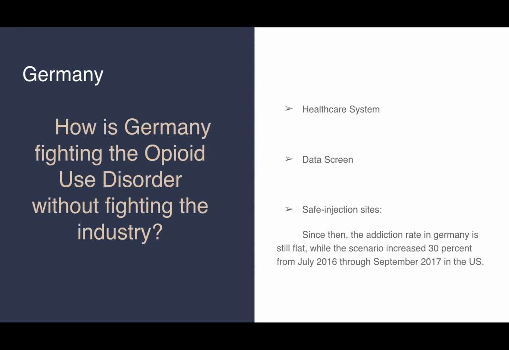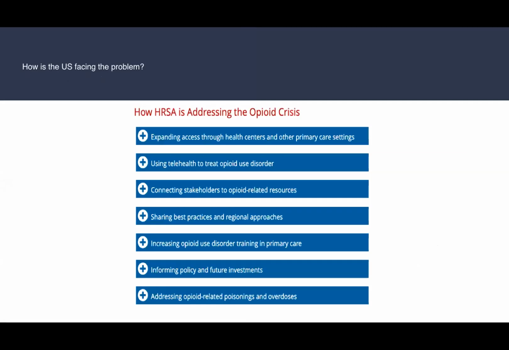And since then, the addiction rate in Germany is still flat, even though they're still selling the same amount of opioids. While the scenario increased 30% from July 2016 through September 2017 in the US. So how is the United States facing the problem?